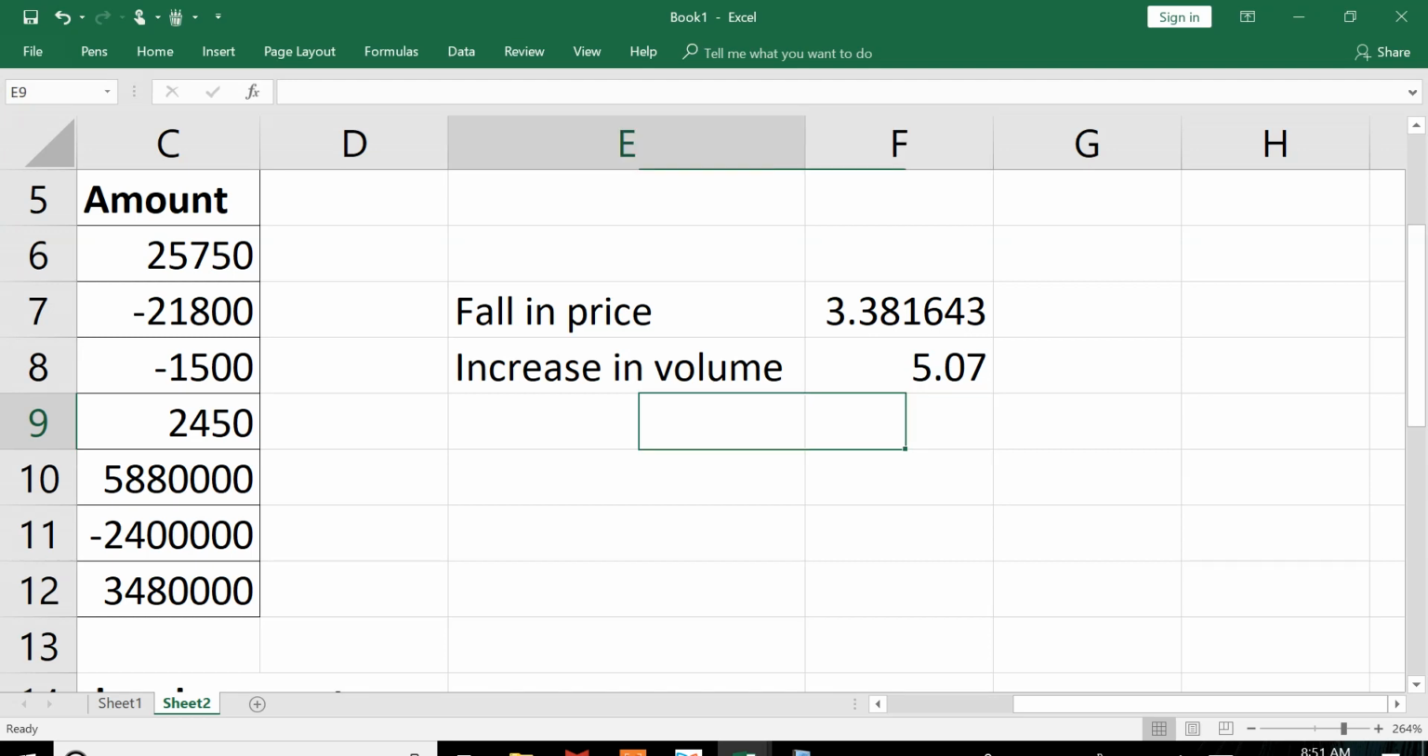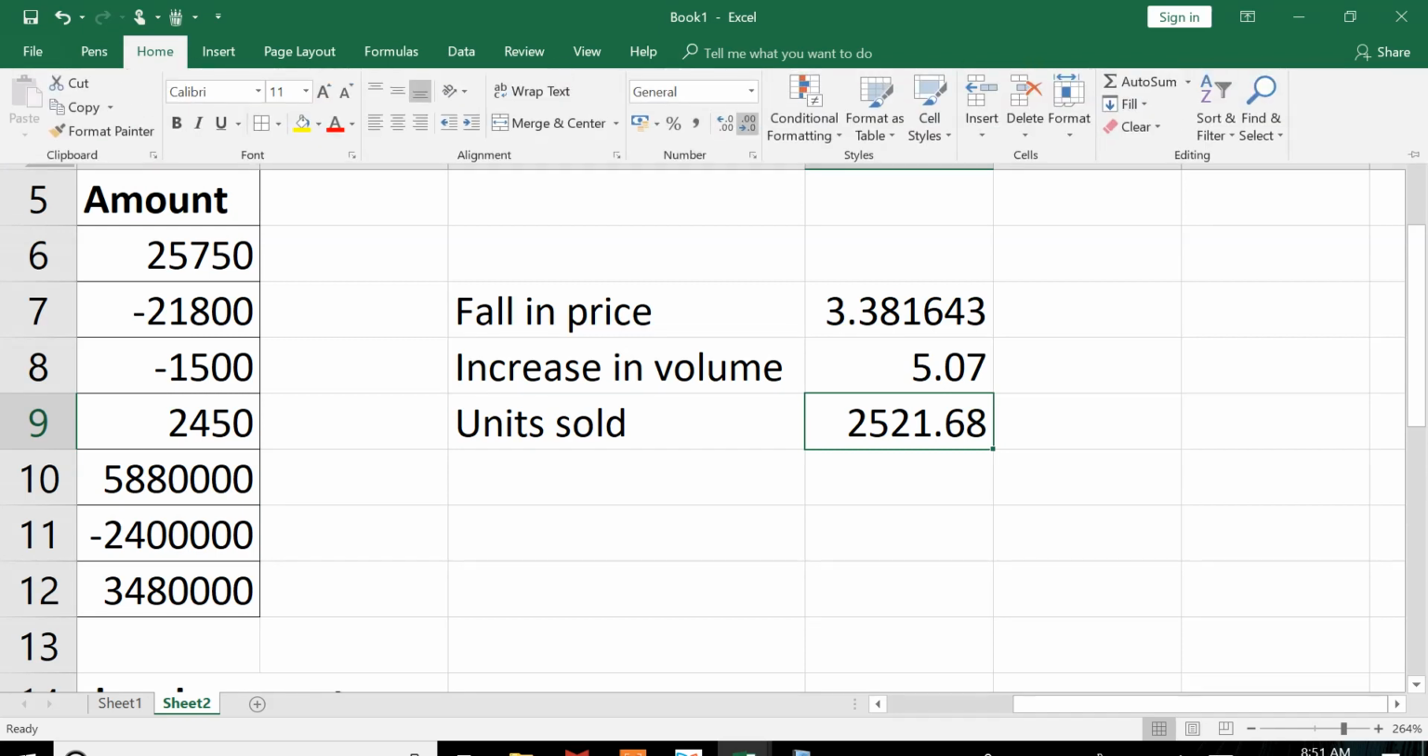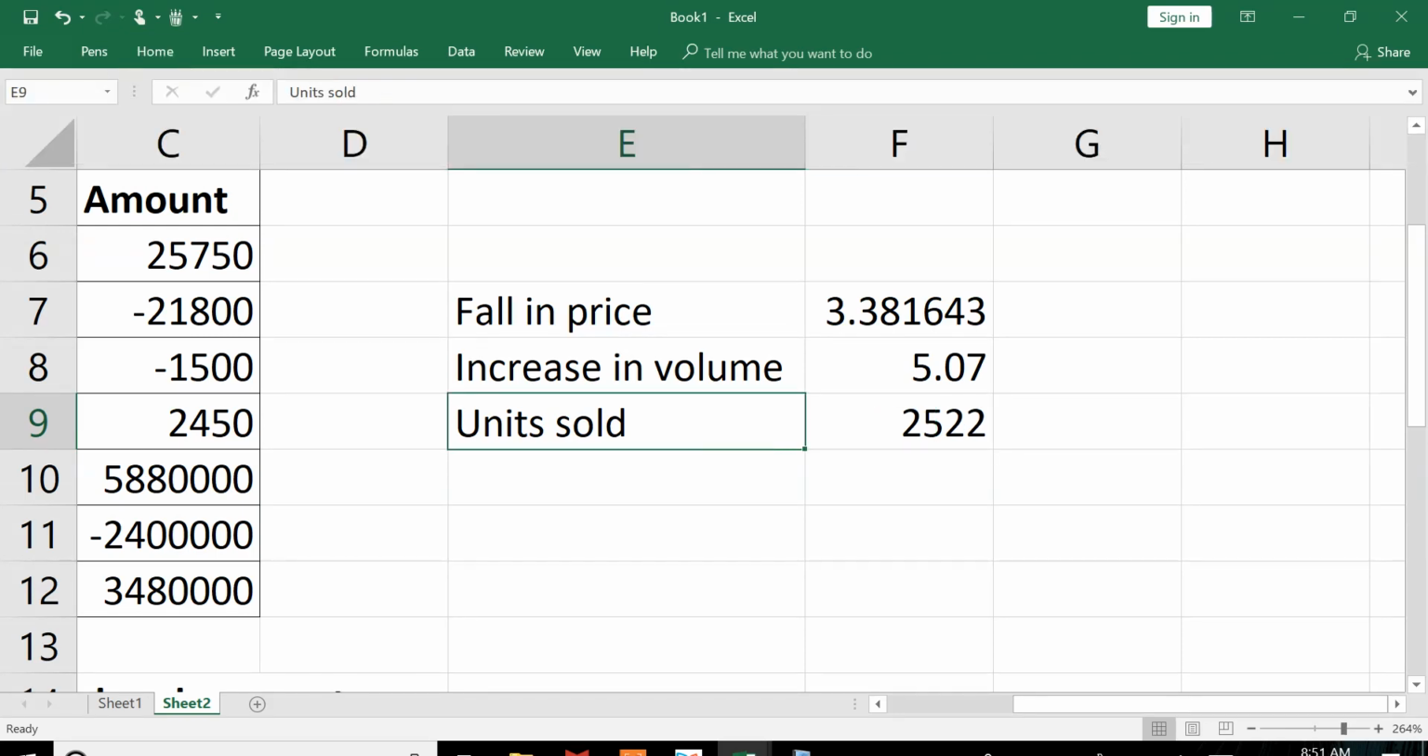Clear? Next, units sold equal to 2,400 into 1.0507. That's you are adding 5.07 percent. You can round it off to 2522. We are going to sell 2522 units now, because of the fall in price and increase in volume. Any doubts on 2522 units?